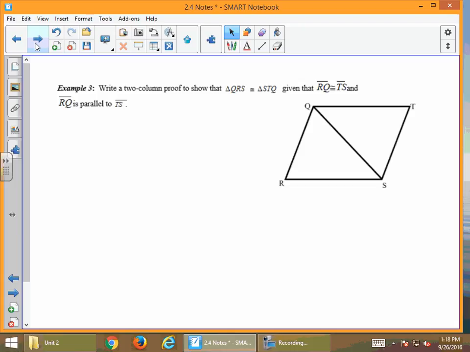All right, let's try another one. This is written a little bit different. You guys can get the skeleton. Just watch how you're reading this. It says, write a two-column proof to show that triangle QRS is congruent to triangle STQ, given that RQ is congruent to TS and RQ is parallel to TS. Now, the reason why I say this is because it's written backwards. The proof is first and then the given second. So let's be careful with it.